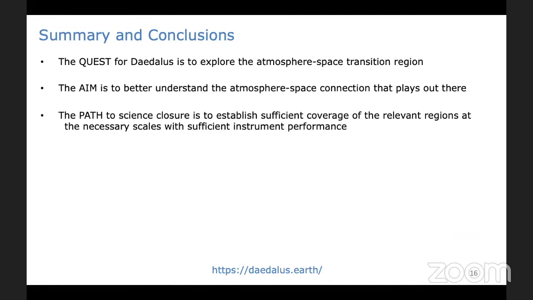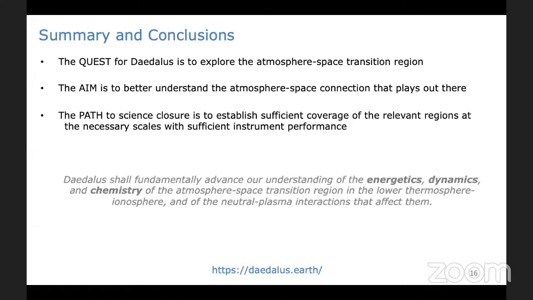And the path to science closure is to establish sufficient coverage of the relevant regions at the necessary scales and with sufficient performance, which is currently investigated. And these are main topics of the ongoing science and also the ongoing system studies. So to summarize, Daedalus aims to improve our understanding of the energetics and dynamics of the atmosphere-space transition region and the lower thermosphere and ionosphere, and of the neutral plasma interactions that affect them.